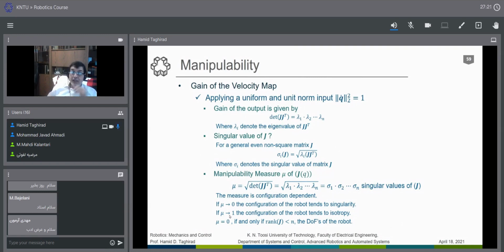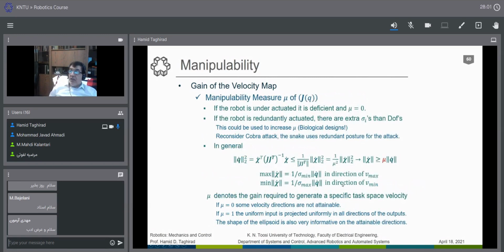And notice that for this particular measure, this could be even more than 1. Consider that all the eigenvalues or singular values are larger than 1, then we can get something larger than 1 as well. And this is not a non-dimensionalized measure. But the measure has the property that all the eigenvalues or all the singular values of the Jacobian are taken into consideration.